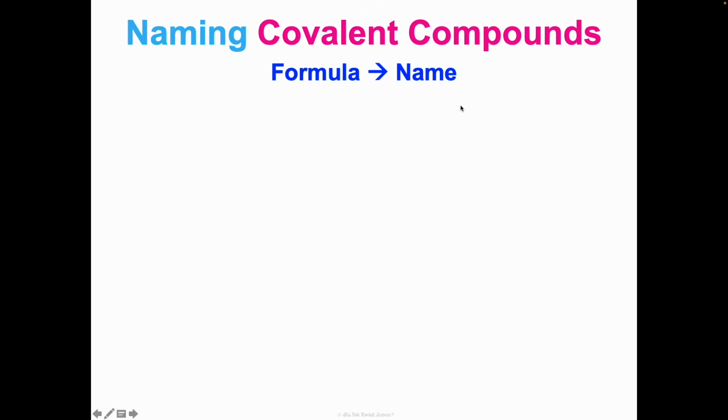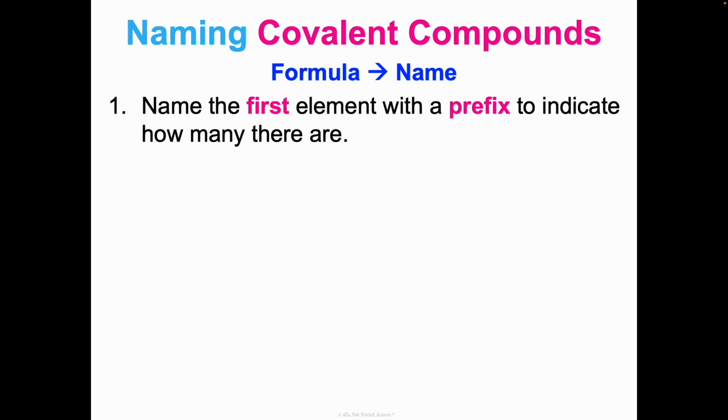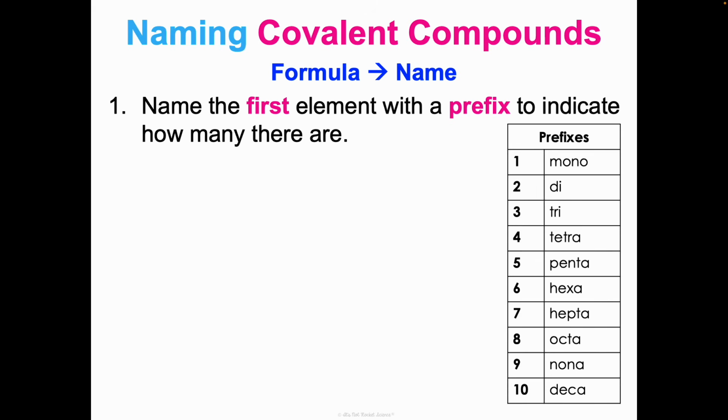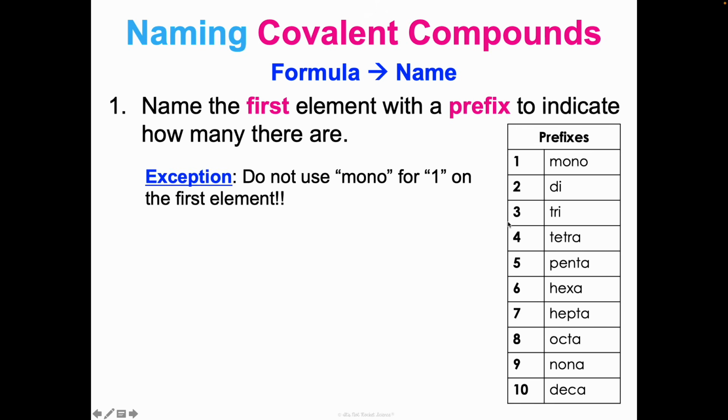Okay, so how do you name covalent compounds? If I give you a covalent compound formula, how do you come up with its name? First, you name the first element, and you use a prefix to indicate how many there are. We have to do this because we don't have the charges and the crisscross applesauce, okay? So you have to tell someone how many there are. These will be given to you on your reference sheet. If there's 1, you use mono, 2 di, 3 tri, etc. The only exception is we don't use mono for 1 on the first element. We do use it on the second, just not the first. I don't know why, that's just the rule.